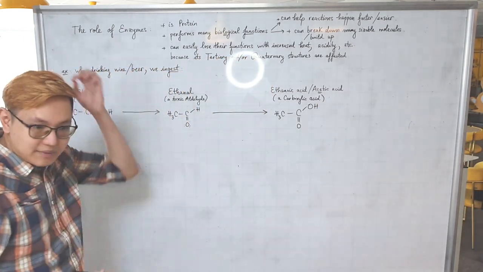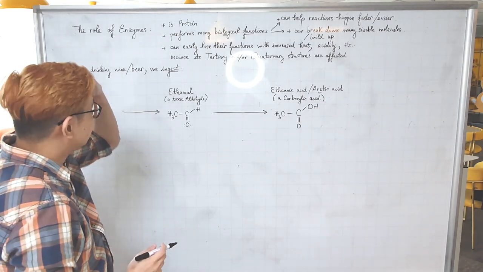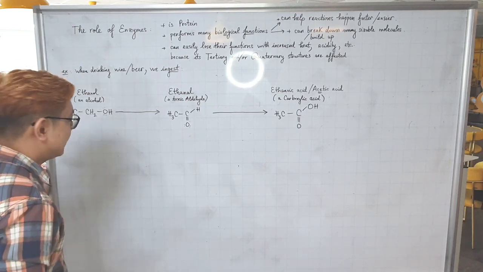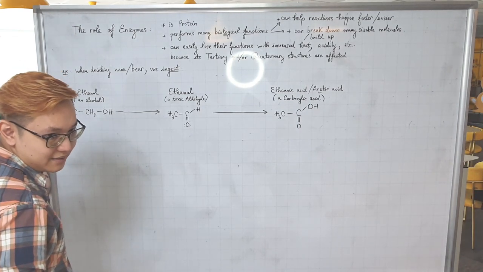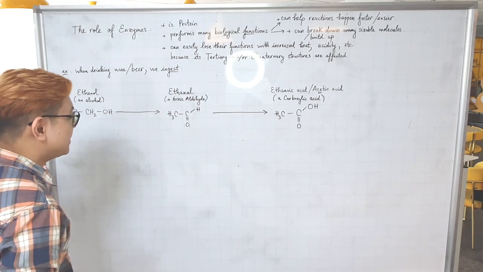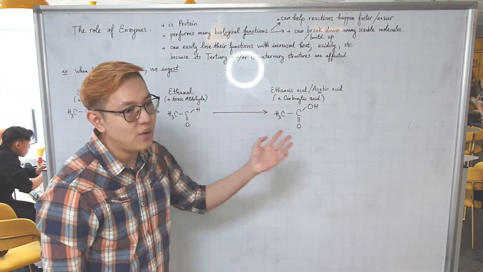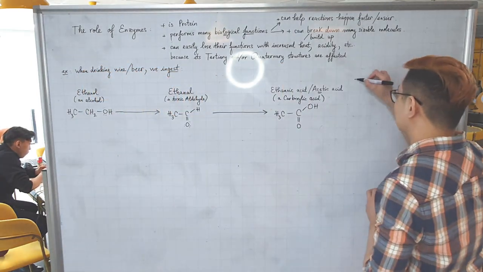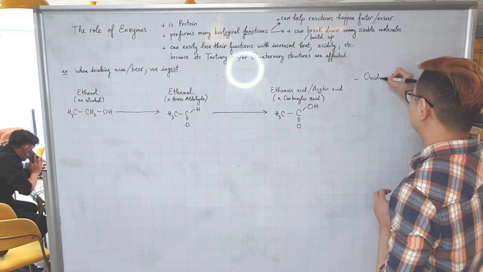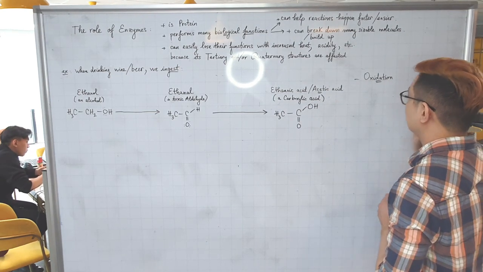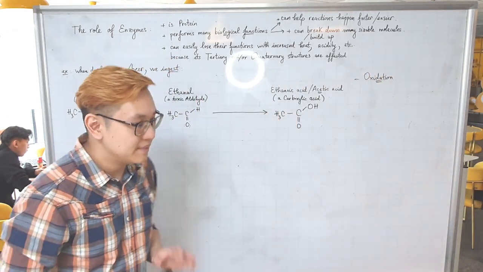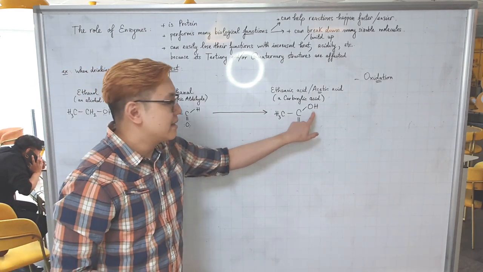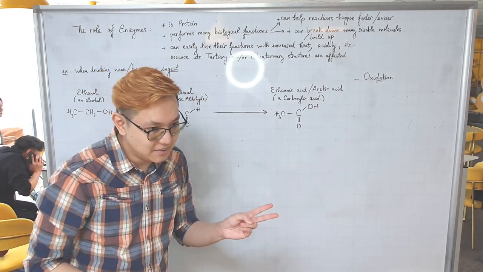However, we need an enzyme in the liver. What are these processes called? This is oxidation. Oxidation, simply put, is a process when you increase the number of oxygen or decrease the number of hydrogen.